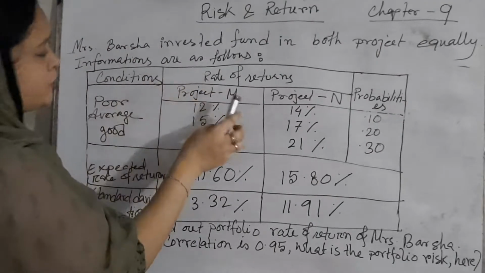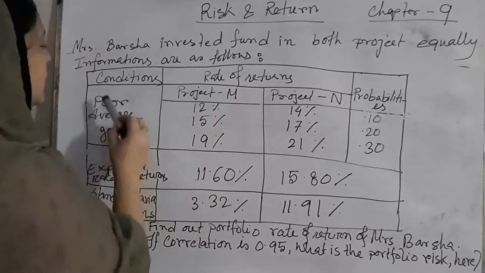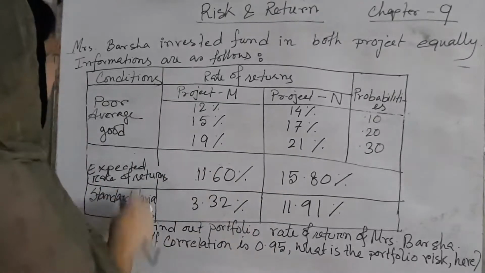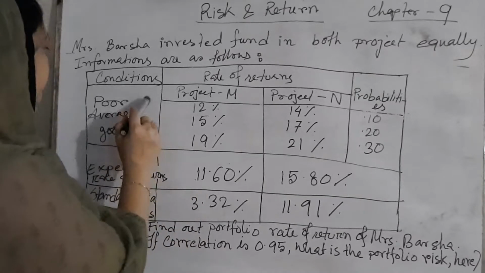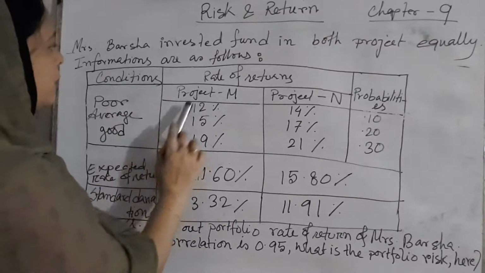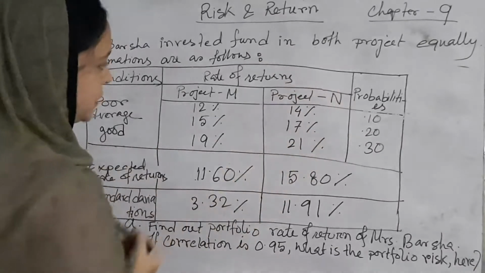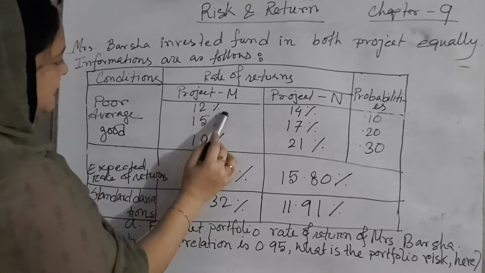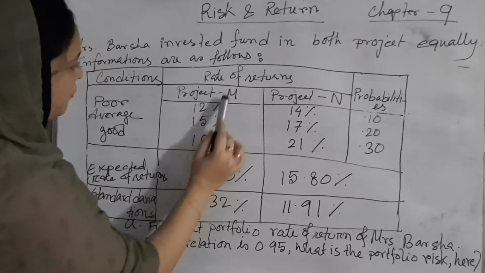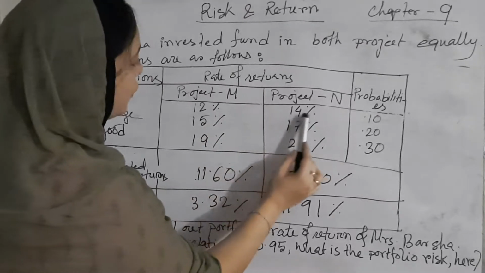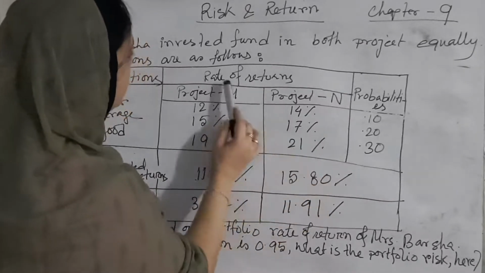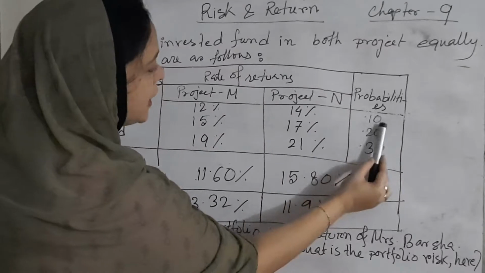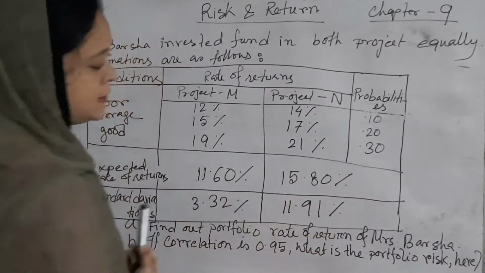The other information is as follows. The financial condition of both projects we can categorize in three ways: poor, average and good. Projects M and N are the two projects. The rates of return are 12%, 15%, 19% for project M and 14%, 17%, 21% for project N, and the probabilities are 0.10, 0.20 and 0.30.